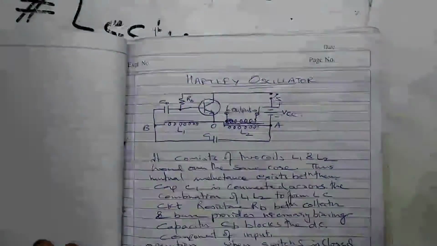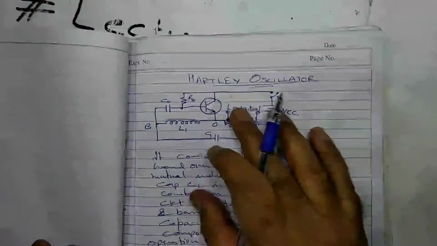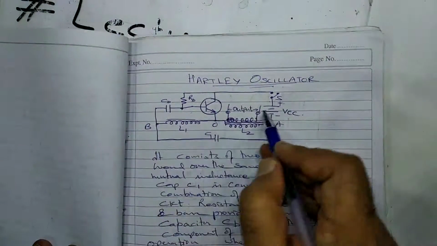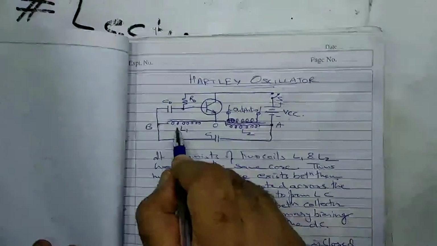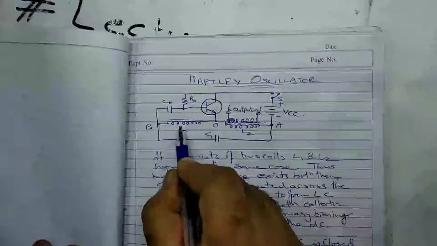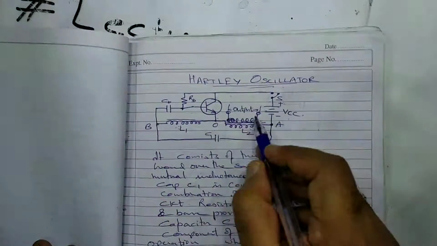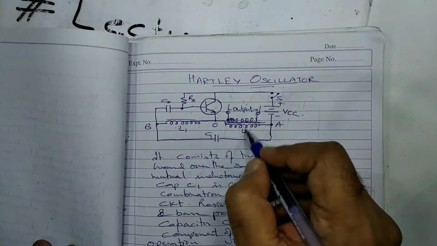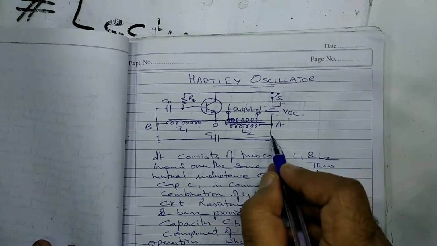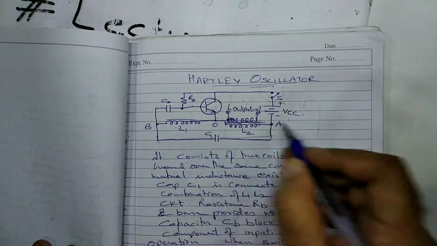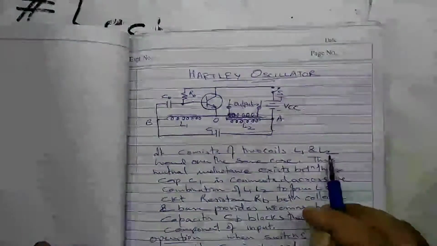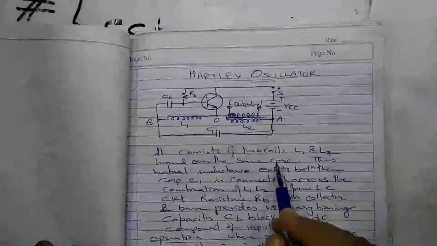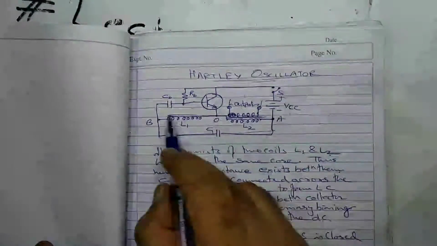Next is the Hartley oscillator. Hartley oscillator circuit is shown in the figure, where in the emitter circuit we have two coils L1, L2, and the output is taken across L2, and a capacitor C1 is connected in parallel with these two inductors. It consists of two coils L1 and L2 wound over the same core. This is the same common core.